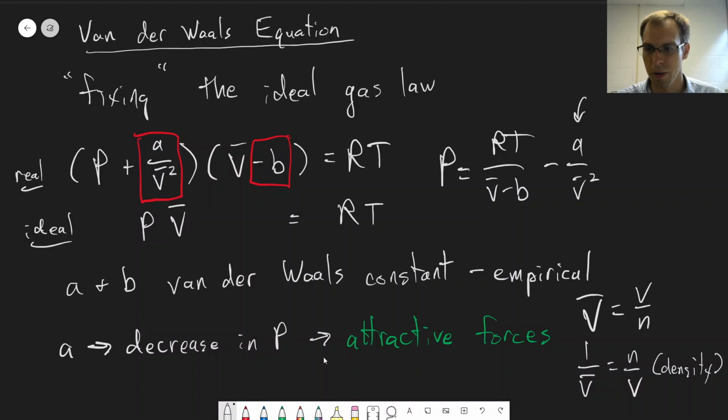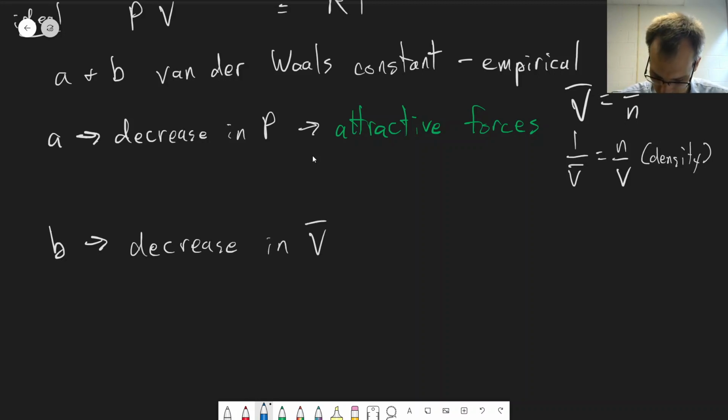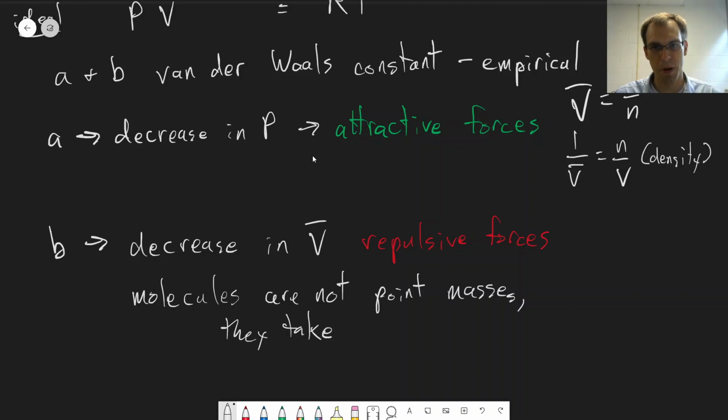Okay, so that's a. If a is the attractive forces, let's look at b. So b leads to an effective decrease in V̄, and what this represents is the repulsive forces. One way to think of this is that it accounts for the fact that the molecules actually do take up space. Molecules are not point masses. So this constant is effectively how much space a mole of these molecules takes up, and then you have to subtract that from your molar volume to get the true volume, the leftover empty space.